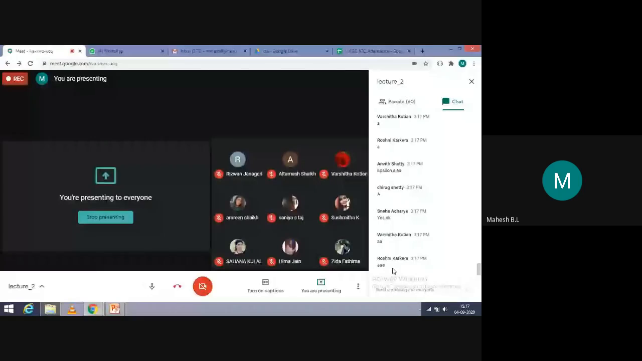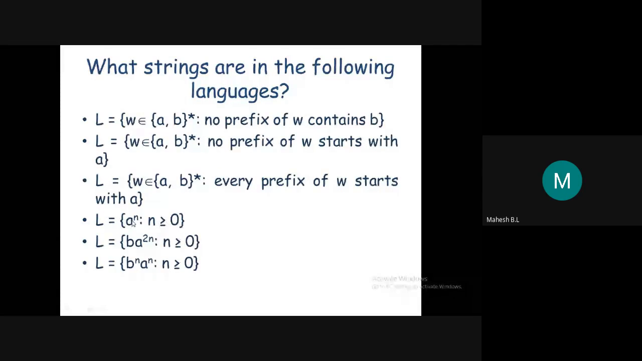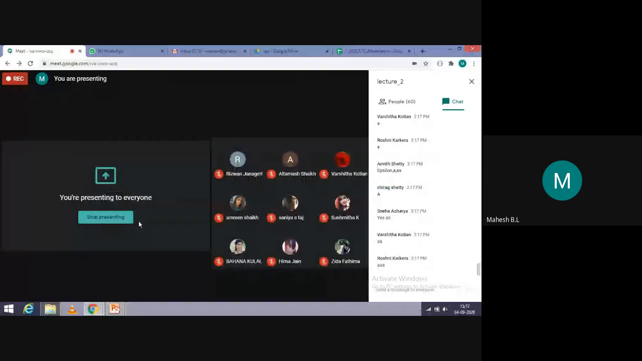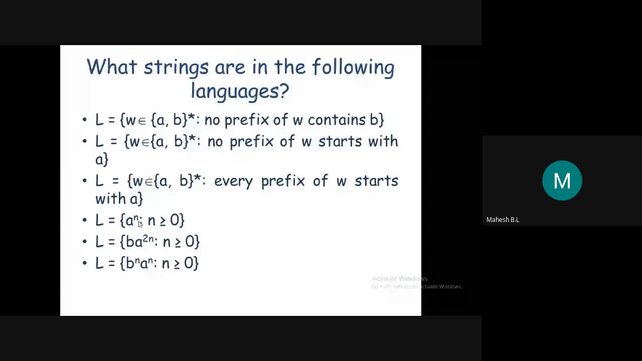So here n is greater than or equal to 0. When n is equal to 0, what do you get? You get epsilon. When n is equal to 1, you get one a. When n is equal to 2, you get two a's. Like that, you can have any number of a's, including epsilon. So even epsilon belongs to the language. Okay, next, b a power 2n. Now give some examples for this.